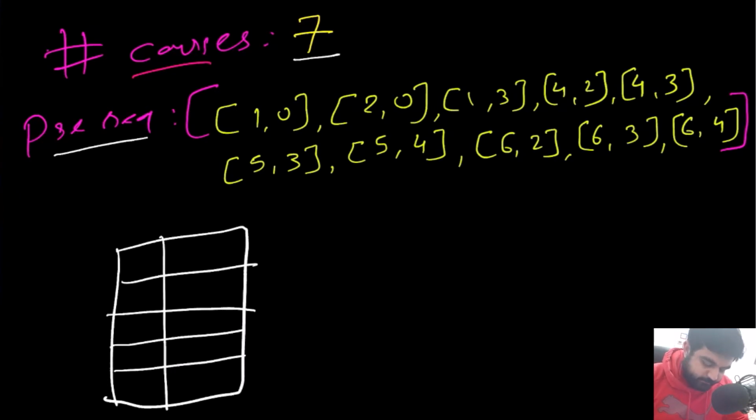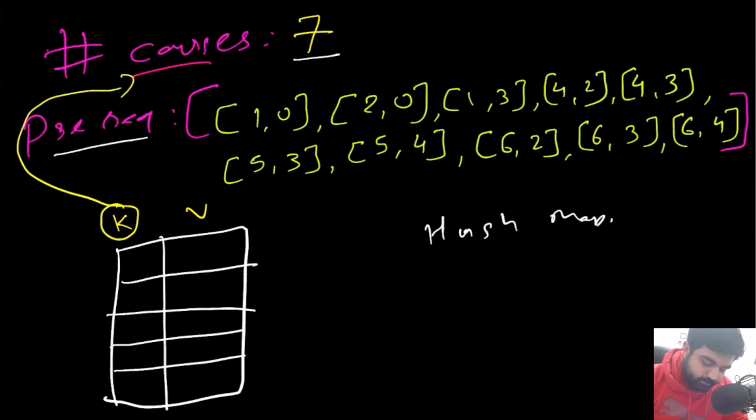Well, basically for the adjacency list, we are going to create a hash map. Inside this hash map, we will have to take care of two values. The first one is the key, and the second one is its value. As a key, we are going to take all the courses that are present, and as the value, we are going to take the courses for which that particular node is the prerequisite.